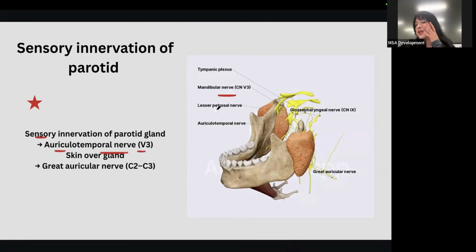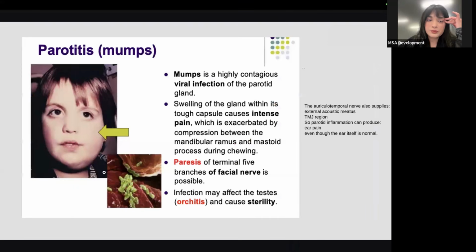So it covers the skin over the gland. So this is all auriculotemporal. And then, oh, sorry, no, actually, hold on. The sensory innervation of the parotid gland is auriculotemporal, and the skin over the gland is the great auricular nerve. Okay, so the skin over the gland is the great auricular nerve, and the innervation of the parotid gland is the sensory auriculotemporal nerve. Okay?